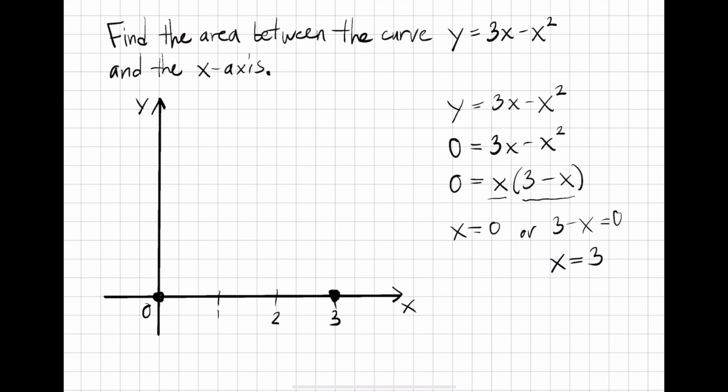What does the graph do in between these? Well, we know that it's a parabola because we have 3x minus x squared. That's a quadratic equation, therefore we have a parabola. In fact, it's a parabola opening downward because the coefficient on x squared is negative. So the only possible graph that this could be is a hump or a curve that goes up in between these two x-intercepts and then goes down on the other side of it. So it looks something like this.